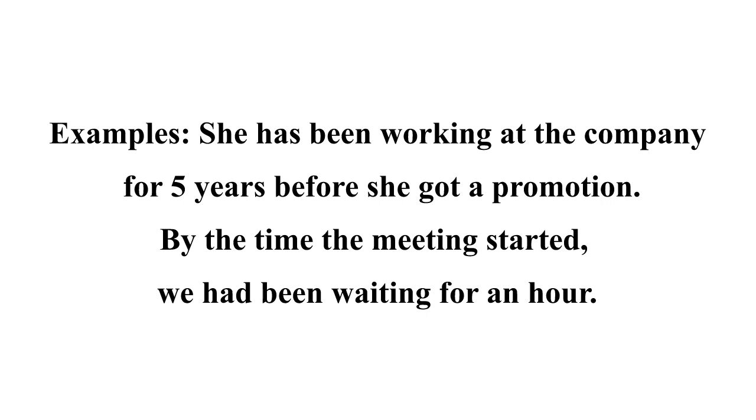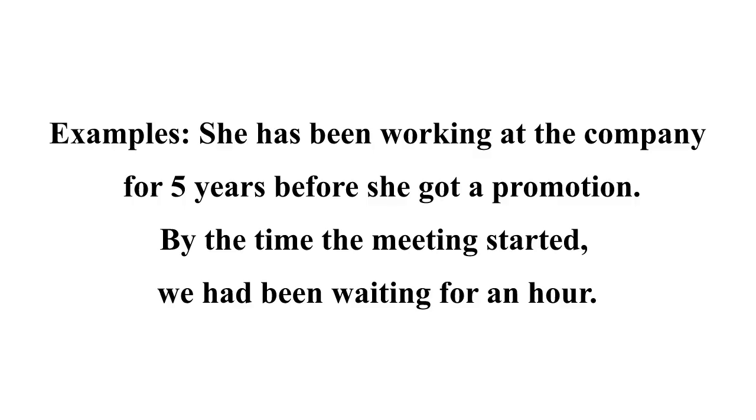She had been working at the company for 5 years. So that's the ongoing action in the past before she got a promotion, right? So getting the promotion is the specific point in the past when something happened. So she had been working for 5 years. That's the ongoing action. And an example of by the time: by the time the meeting started, we had been waiting for an hour. That means we had been waiting for an hour before the meeting started. So that's an example of past perfect continuous. Remember, these are very rare. If you don't understand them, not a big deal, but this is how past perfect continuous works.